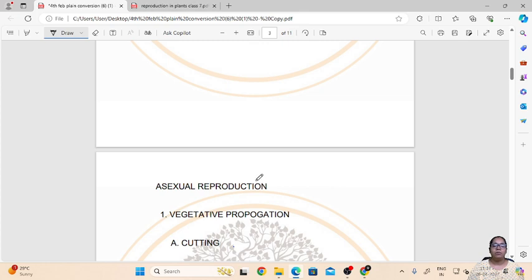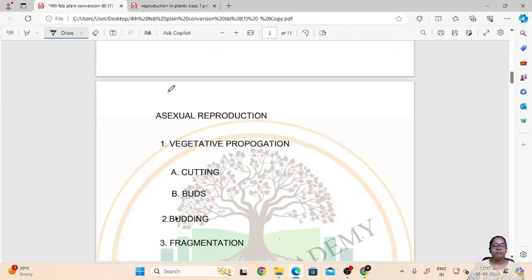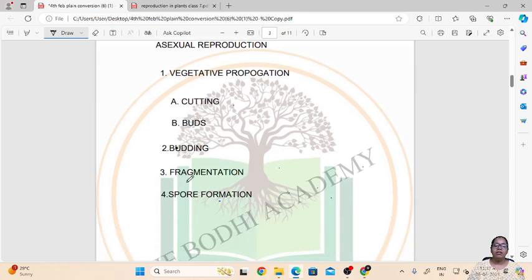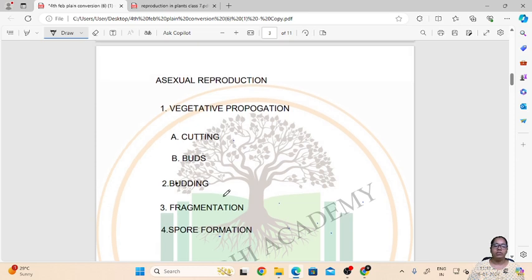So asexual reproduction is basically a type of reproduction wherein the plant will reproduce without seeds. So how will this type of reproduction take place in plants? Asexual reproduction takes place by vegetative propagation, budding, fragmentation and spore formation. So all these methods of asexual reproduction we will study in detail in our today's class.